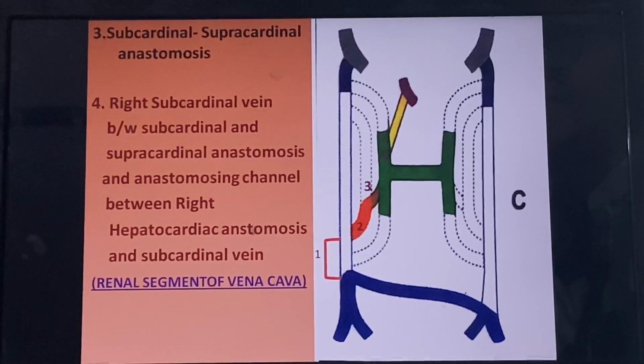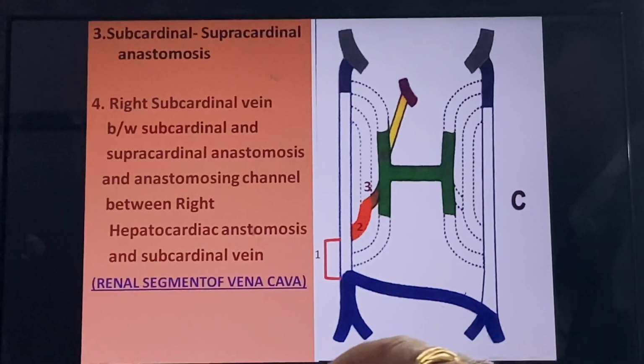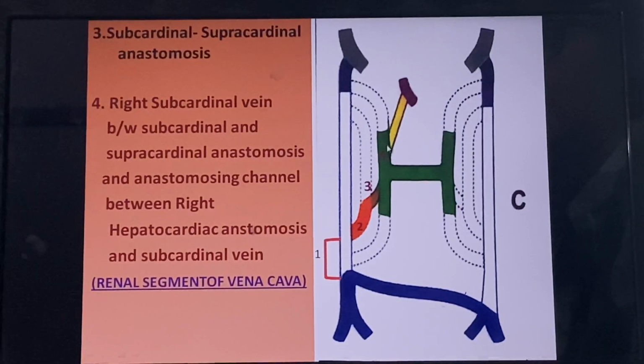The fourth part is the right subcardinal vein. Which part? That is between the subcardinal and supracardinal anastomosis and the anastomosing channel between the right hepatocardiac channel and the subcardinal veins. Means this portion of the subcardinal, lying between this communication and that communication, is going to contribute to the IVC. This is known as the renal segment of the vena cava, because this segment develops in relation to the mesonephros and it is receiving the renal veins too. Clear?